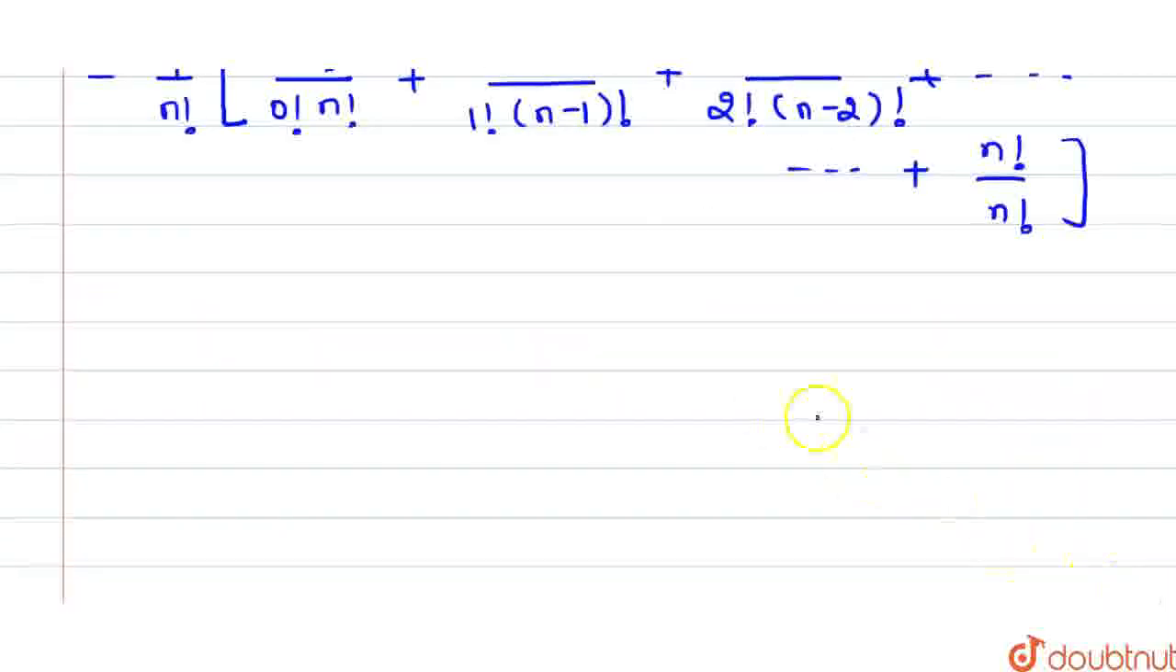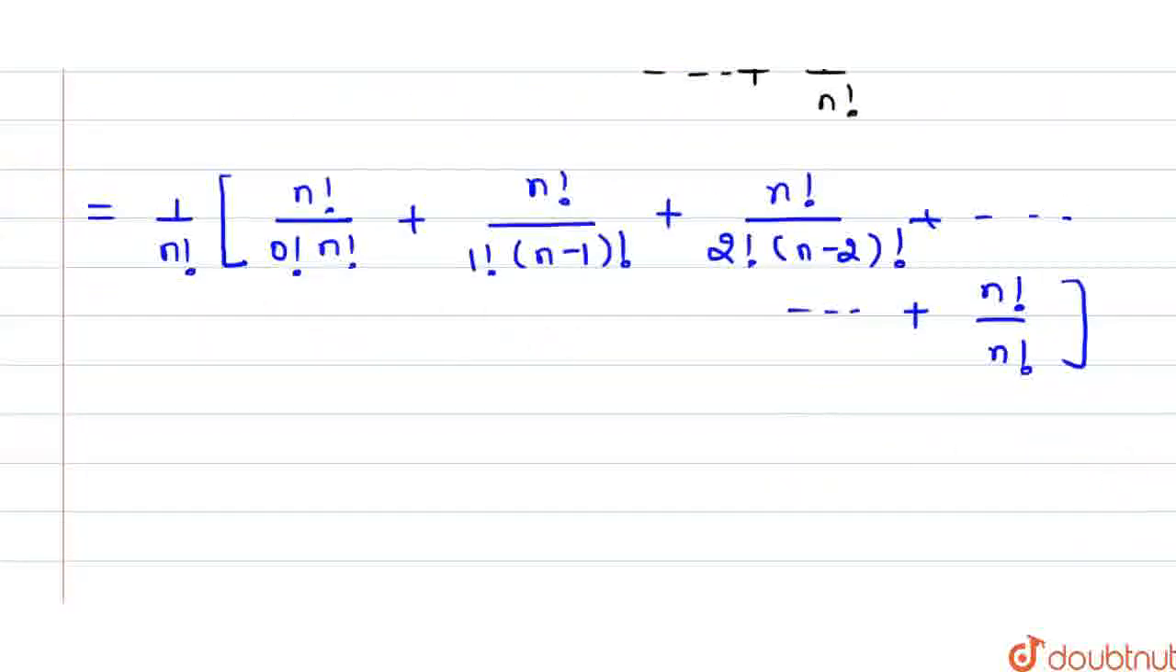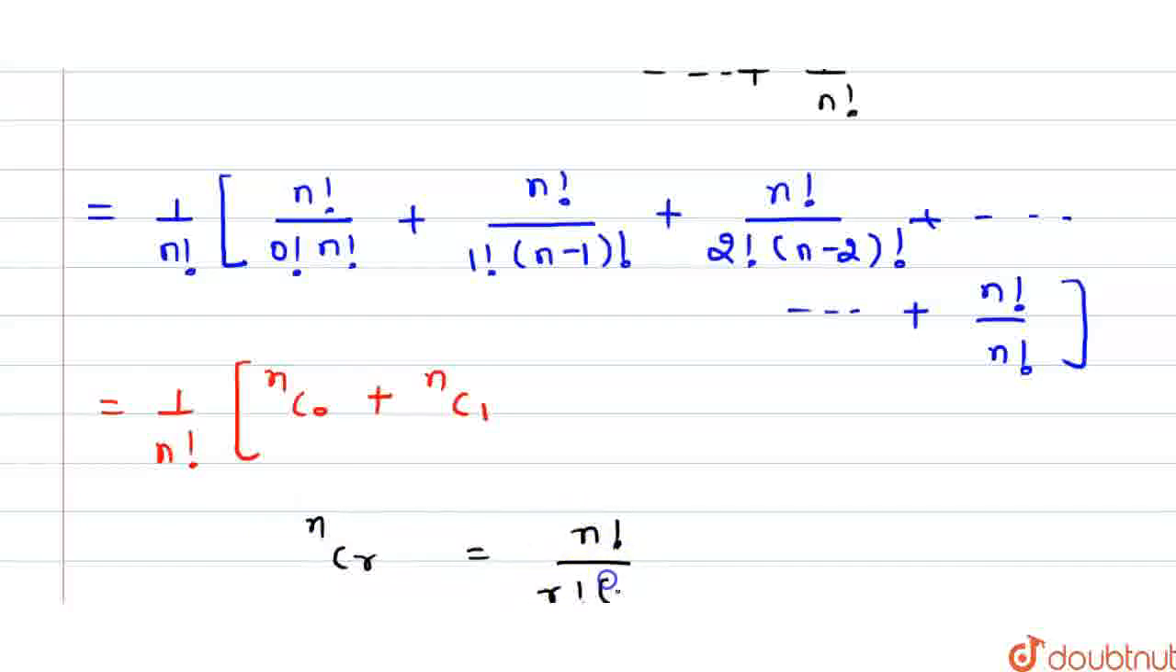Now here this is the form. Here we can see that this is my 1 by n factorial and this is nC0, right? This is my nC1 because nCr is of the form n factorial upon r factorial and n minus r factorial. So, these coefficients can be written as this, right? So, this will be my nC2 and so on up till nCn.